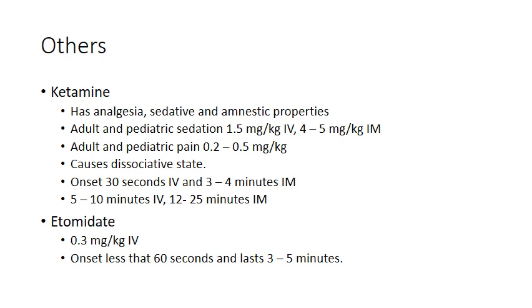So here are some others that we're just going to talk about briefly. Ketamine, it's a really good drug. It has analgesic properties, sedative properties, and amnestic properties. The adult and pediatric dose for sedation is the same. It's 1.5 milligrams per kilogram IV. And if you have to give it IM, you just kind of triple the dose. It's 4 to 5 milligrams per kilogram IM. It's pretty rapid onset. IV, it's 30 seconds, and IM, it's 3 to 4 minutes.